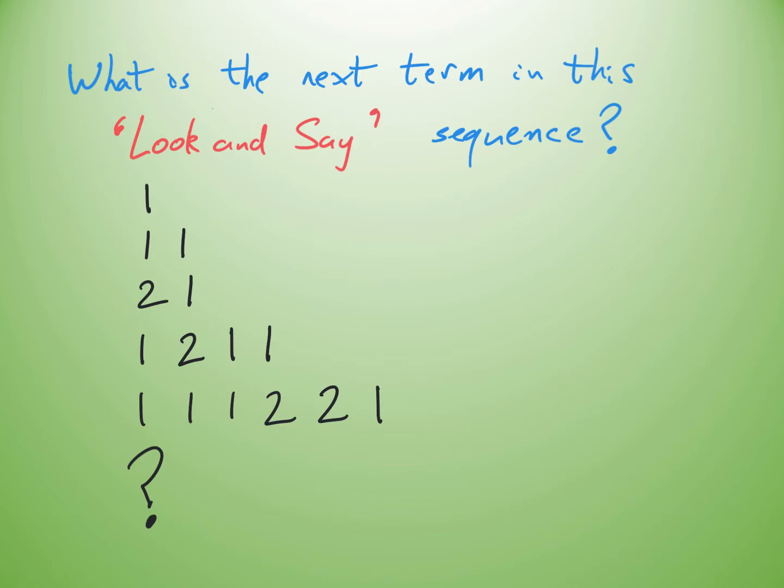The question here says, what is the next term in this look and say sequence? So the first term is 1, second term is 1, 1, third term is 2, 1, next term is 1, 2, 1, 1, and then the fifth term here you've got 1, 1, 1, 2, 2, 1. So the question is, what comes next?